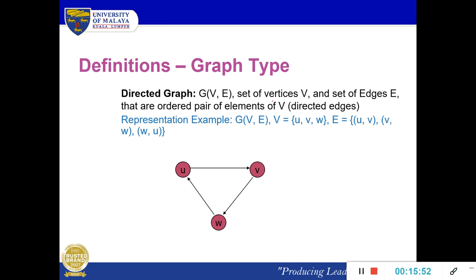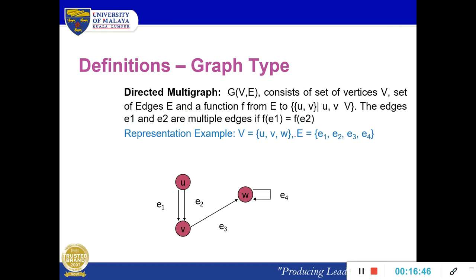So, directed graph, basically the same: a set of vertices V and a set of edges E that are ordered pairs. Ordered, okay. The only difference is the ordered pair element, the directed edges. So you have G = (V, E), a graph with vertex set V and edge set E, where you have a set of vertices U, V, and W. Edges are (U, V), okay. The only difference is the way you write down the edges. E is (U, V), meaning that U is the source and V is the destination. (V, W), V is the source and W is the destination. And this one, (W, U). W is the source, U is the destination. Source and destination, or initial point and end point, whichever terms you like.